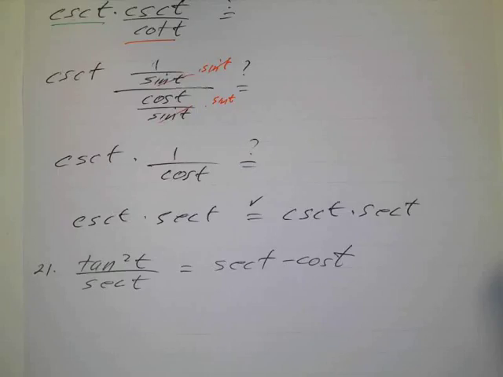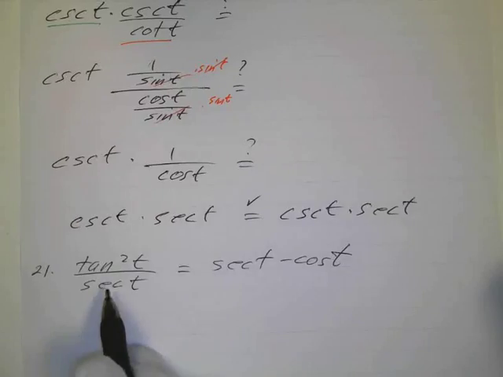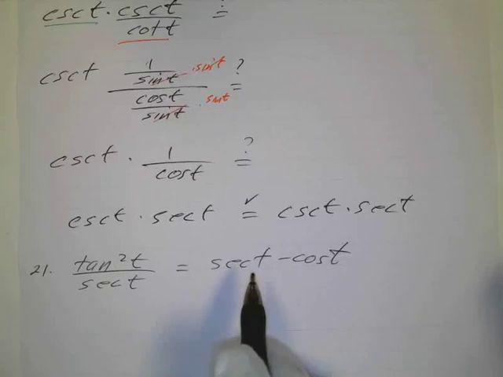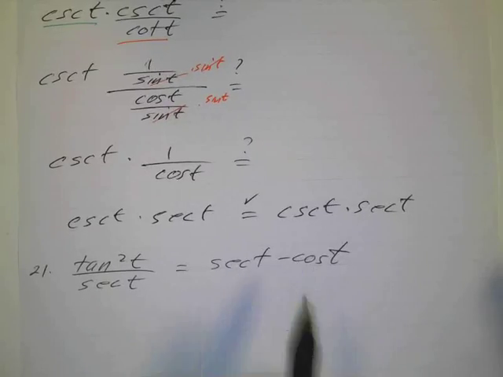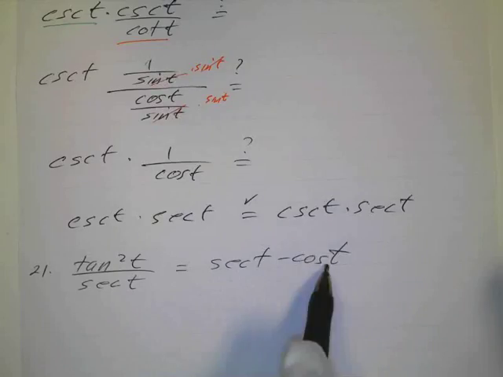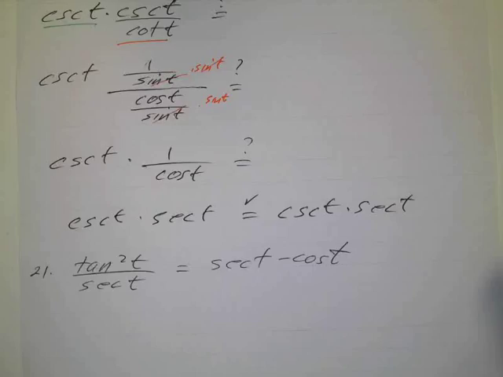Okay, some more problems from section 5.1, and this is number 21. We've got the tangent squared of t over the secant of t, and we want to show that that's equal to the secant minus the cosine. So we've got two terms here, one term here, and I can separate this. Now remember the tangent squared, that's part of one of our Pythagorean identities also.